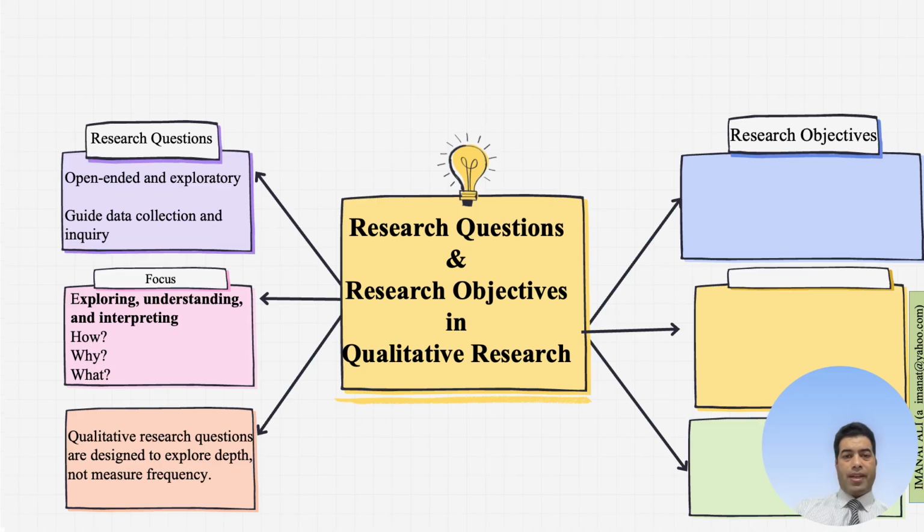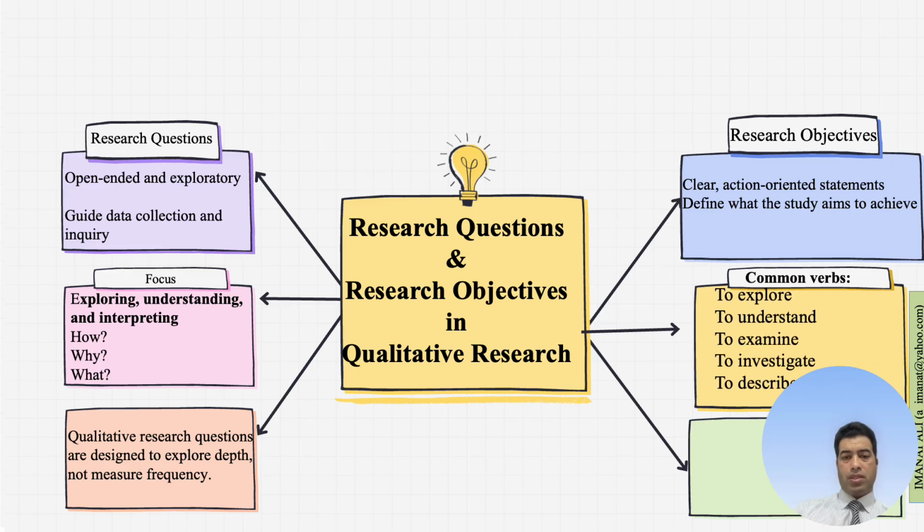Then regarding the research objective in qualitative research, clear action-oriented statements define what they aim to achieve. The common verbs used in qualitative research are to explore, to understand, to examine, to investigate, and to describe. Objectives normally guide how questions. So how and why questions are used in the research objective.